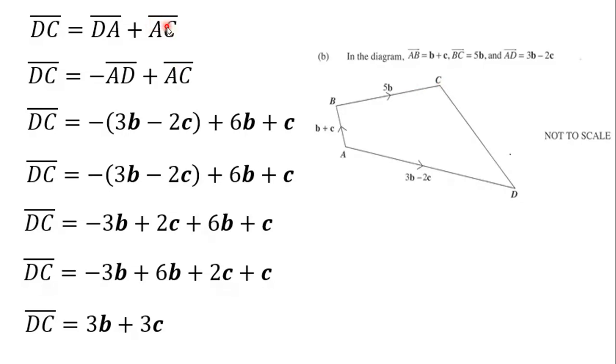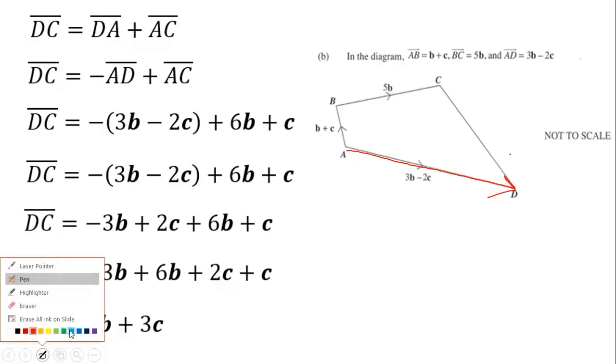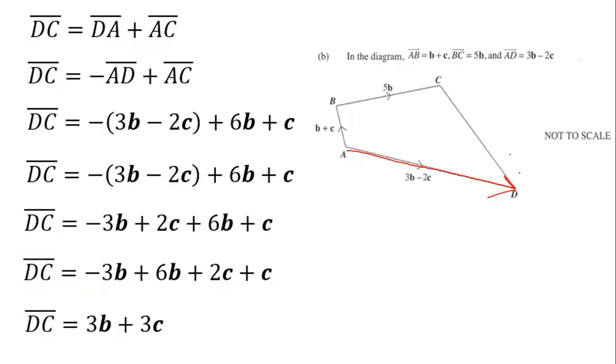So let's do that. What is DA? Well, here's DA. DA is this direction. We know from the question that AD, and you can see the arrow, is heading in this direction. That's the direction that AD is heading. But we don't want to go in that direction. We want to go in the opposite direction. And so I'm going to represent that with this baby blue symbol.